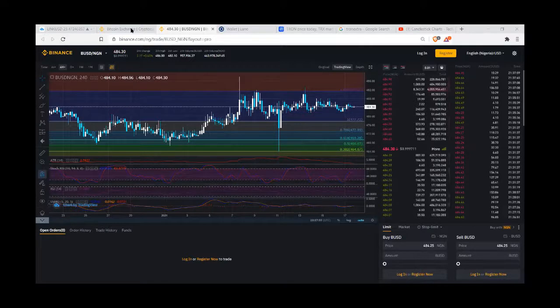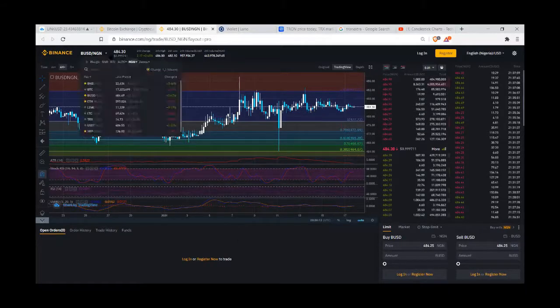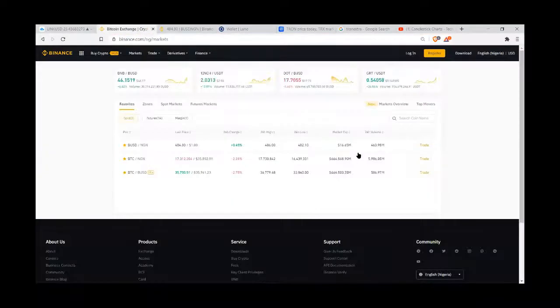Okay, so don't be confused with all these features. Let's just go to this button. This is what we need: the buy and the sell button. See what I've done. I came here when I clicked on this trade button. That's what brought me here.